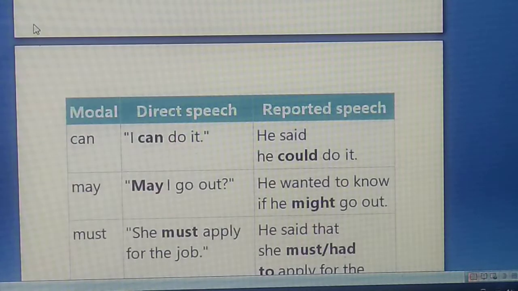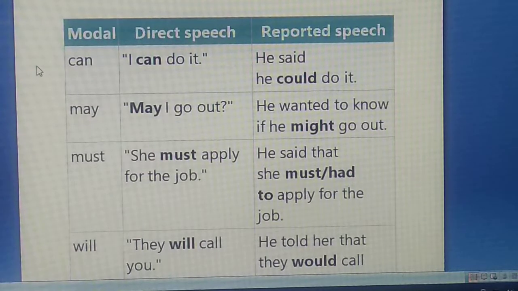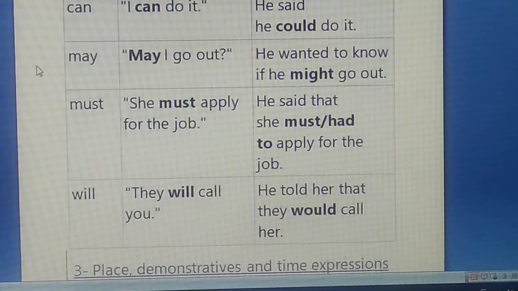Let's see. Can. "I can do it." He said he could do it. So can changes into could. "May I go out?" He wanted to know if he might go out. Here he is seeking permission. May changes into might. "She must apply for the job." He said that she must or had to apply for the job. "They will call you," he told her. Somebody's telling somebody, isn't it? So he told her that they would call her. You changes into her.